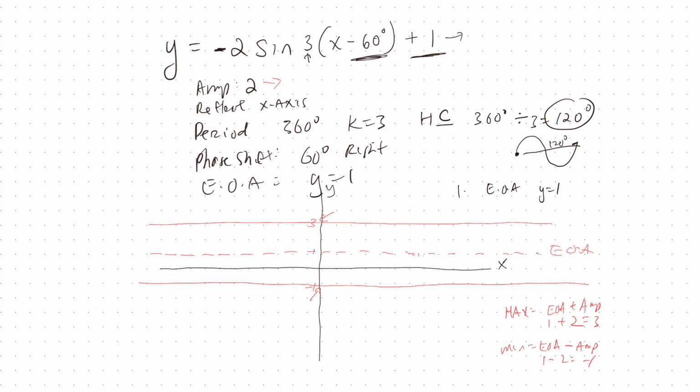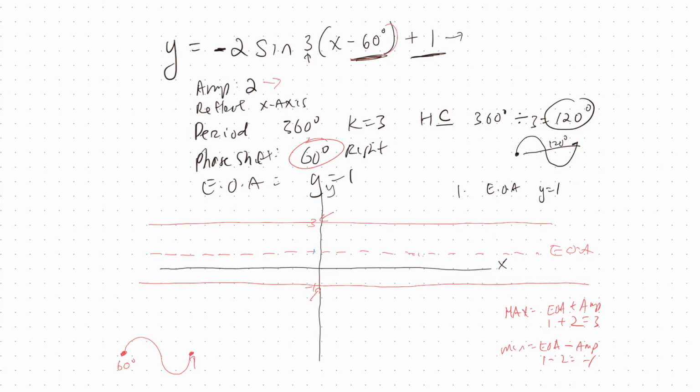Now we have to figure out left and right. Where does this graph begin in terms of left or right? Well, it says here that there's a shift of 60 degrees to the right. So on the bottom left-hand side here, I'm just going to write down, it begins at 60 degrees. So the graph's going to start and go up and down, and it's going to end up somewhere over here.